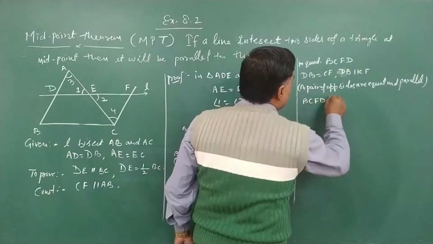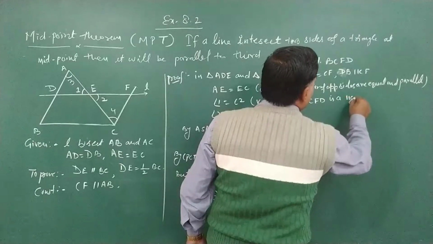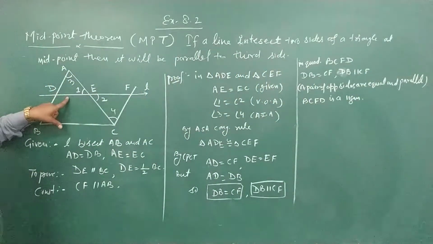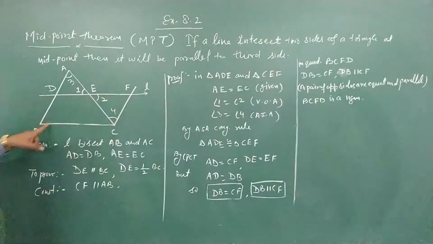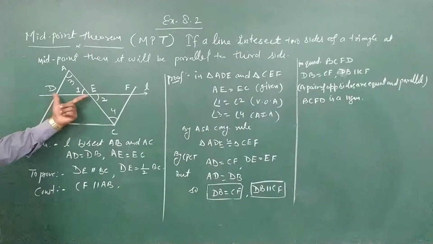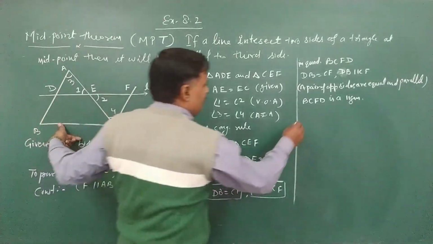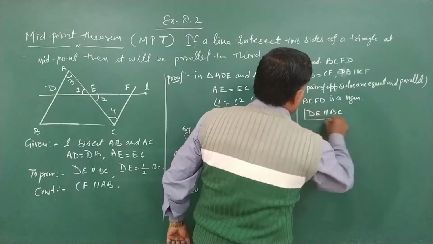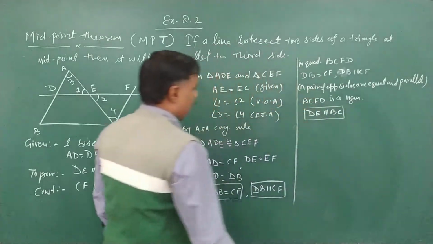BCFD is a parallelogram, and we know that the opposite sides of a parallelogram are parallel. So we can say DF is parallel to BC. D is a part of DF, so we can say DE is parallel to BC. And this is your first proof.